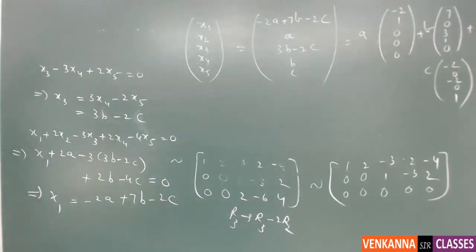So the three vectors are (-2, 1, 0, 0, 0), then (7, 0, 3, 1, 0), and then (-2, 0, -2, 0, 1). So these three vectors are nothing but a basis. You can observe that they are linearly independent. You cannot write one vector as a combination of the others. Since there are three vectors, the dimension of the solution space is 3.